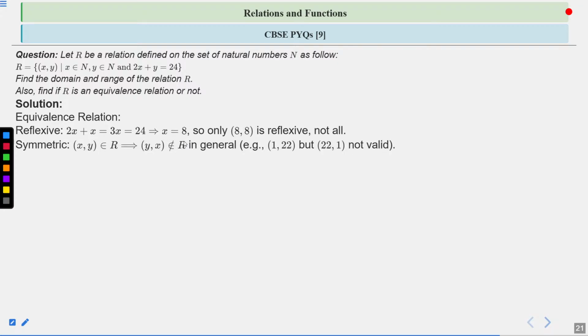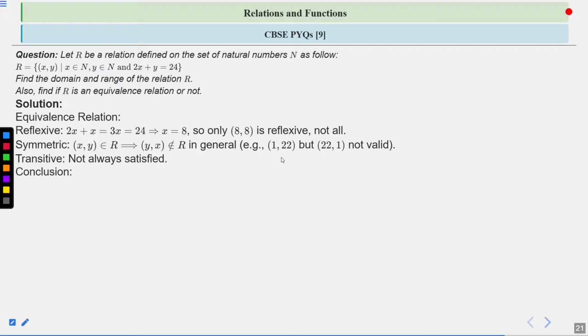Now let's check for symmetricity. If (x, y) belongs to R, then (y, x) must belong to R. In general, suppose (1, 22) belongs to R, but (22, 1) is not valid, it is not belonging to R. So we can say that it is not symmetric as well. And the transitive will not always be defined. Got it?